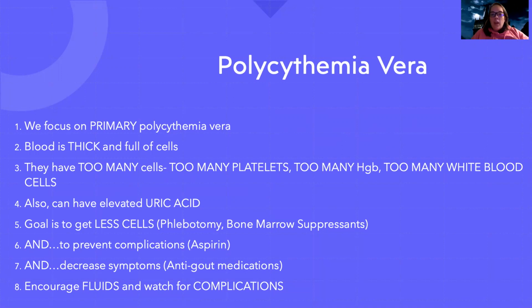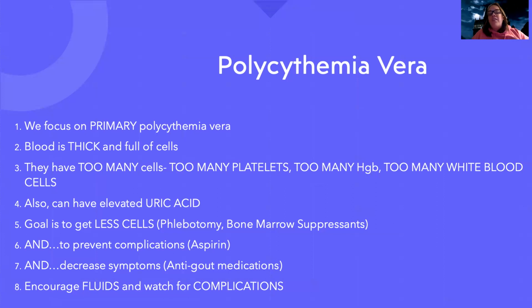So the problem here, unlike aplastic anemia where they didn't have enough cells, is that they actually have too many cells in polycythemia vera. The blood is thick and it's full of cells. There's too many platelets, too much hemoglobin, and too many white blood cells. And you may think, hey, that's great, right? But there's always too much of a good thing.